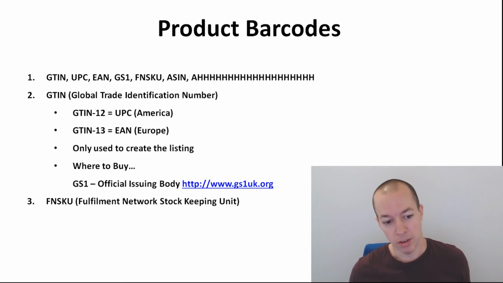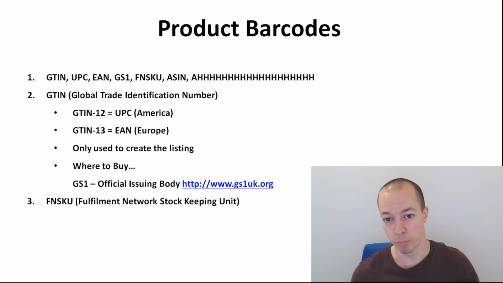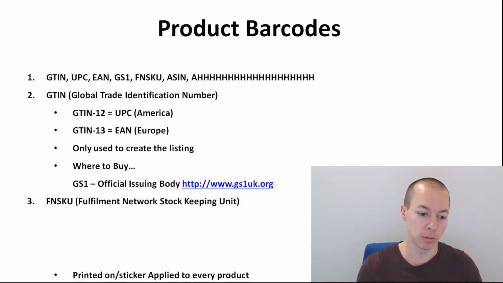So onto the FNSKU, which is the Fulfillment Network Stock Keeping Unit. So basically Amazon's own little identifier for your product. What makes it slightly more confusing is Amazon give you a second identifier, which is your ASIN. But for this video, for product barcode, for shipping, completely ignore that. You don't need to worry about your ASIN. So FNSKU is the key thing you need to remember at this stage.